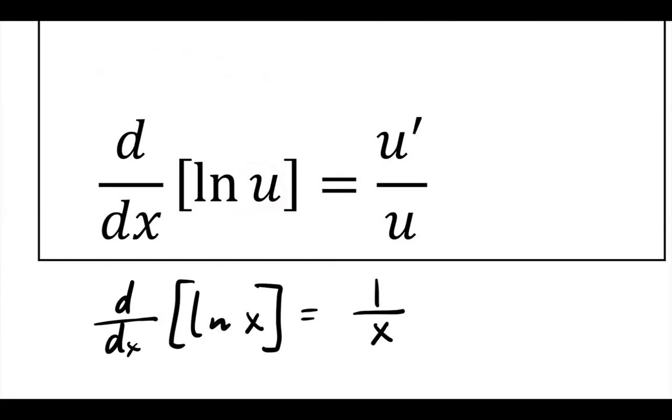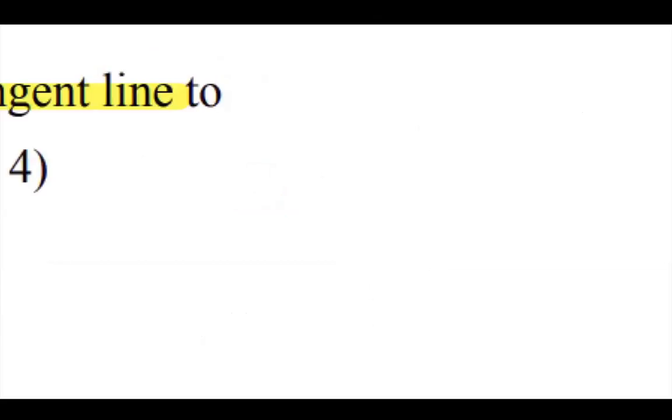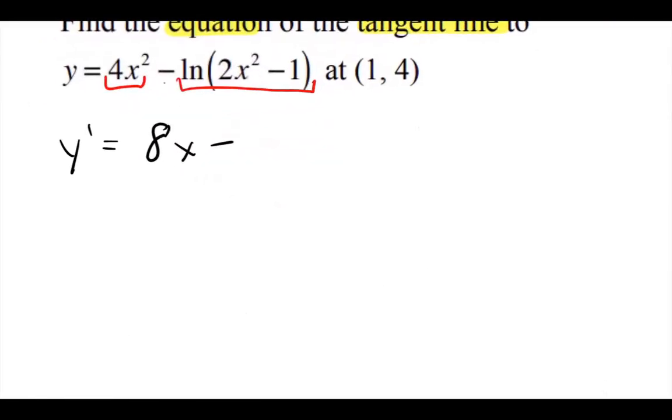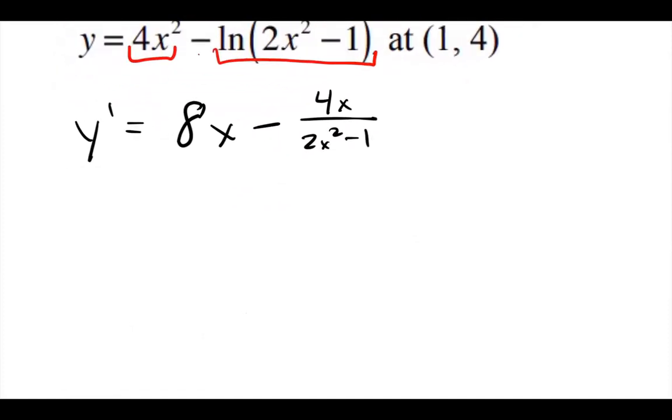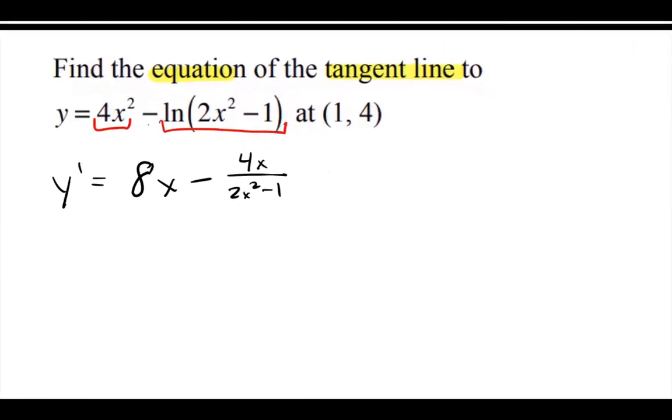Okay, so here we go. Let's see. So we have 4x over 2x squared minus 1. Okay, that's the derivative there. But that's where we stopped last week. Now today they want us to find the equation of the tangent line at a certain point.